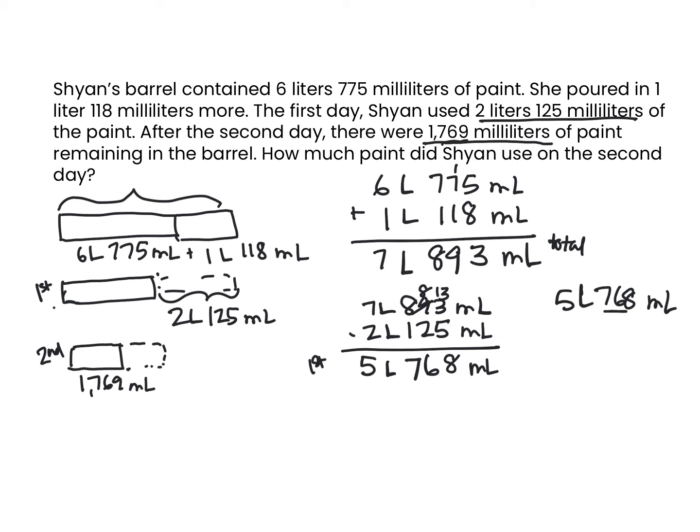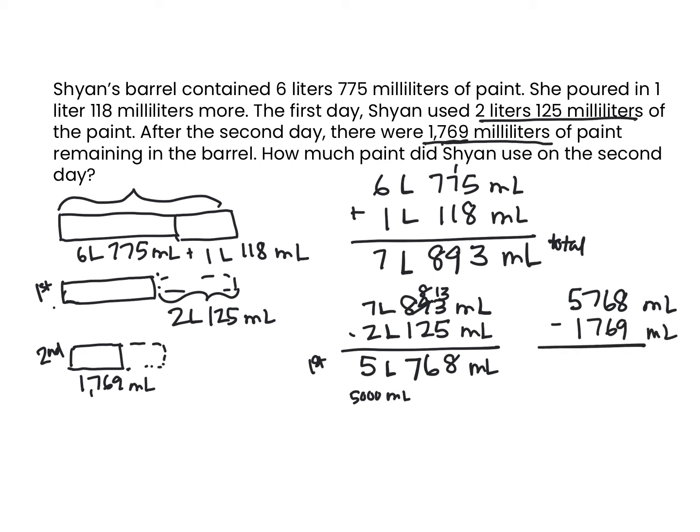So I am going to turn this 5 liters, 768 milliliters that's sitting here into milliliters altogether. So 5 liters I know is 5,000 milliliters because 1 liter is 1,000 milliliters. So I'm going to turn it into milliliters. I've got 5,768 milliliters. I'm going to subtract the paint that was remaining, which is 1,769 milliliters.